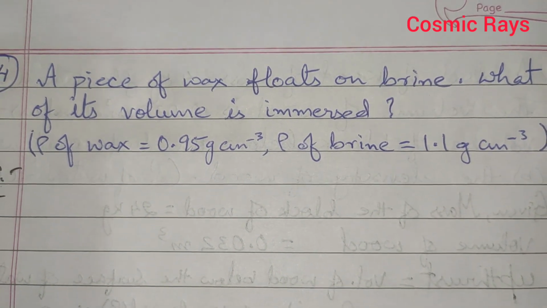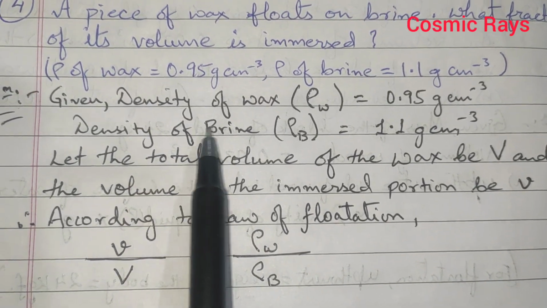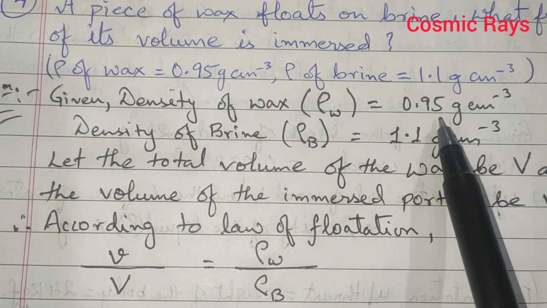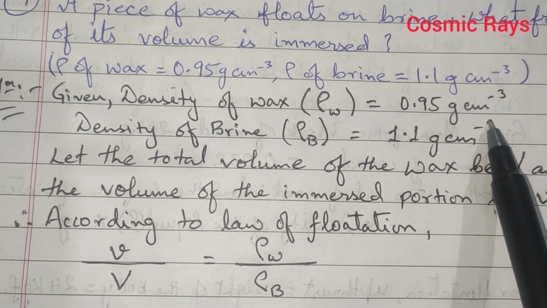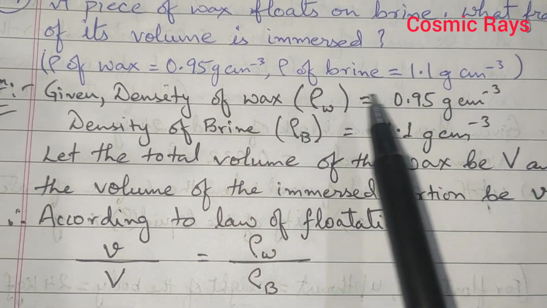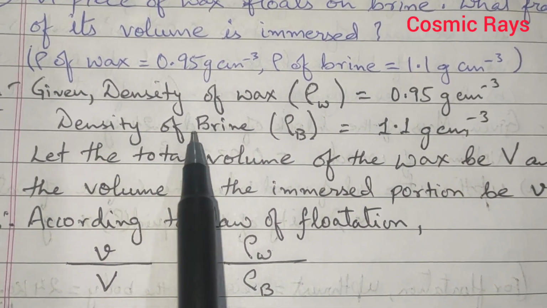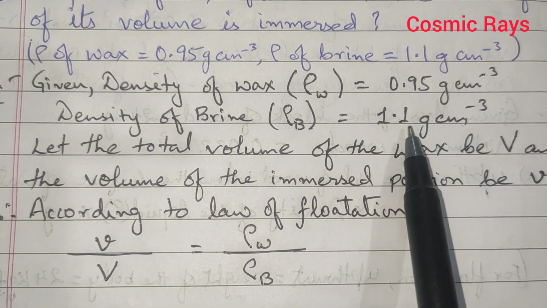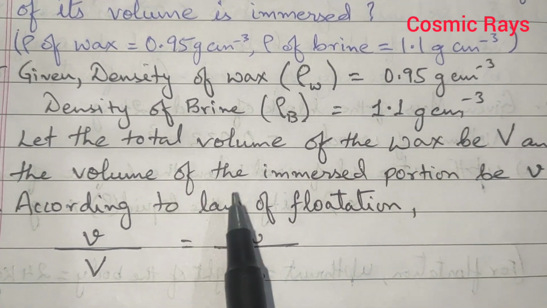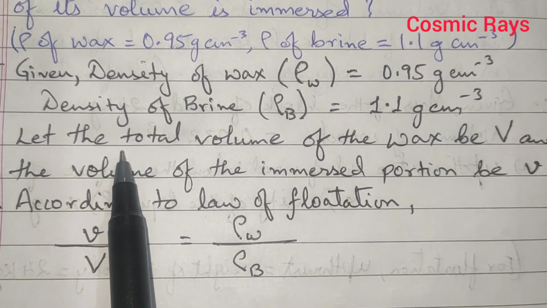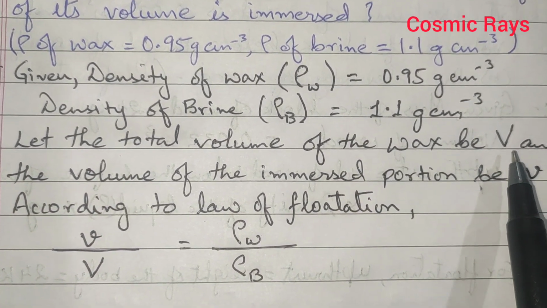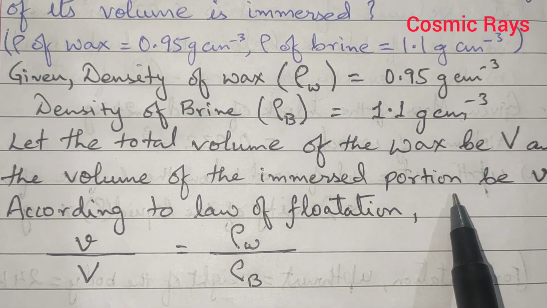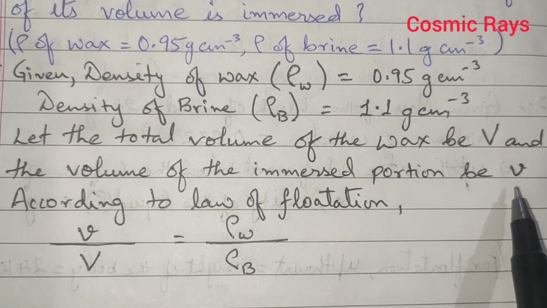So let's write the given things. Here we have written the given things, that the density of the wax we have denoted as rho W is equal to 0.95 gram per centimeter cube, which is given in the question. Here you can see the textbook also it's given, and the density of the brine we have denoted as rho B is 1.1 gram per centimeter cube. So we have assumed that the total volume of the wax is capital V, and the volume of the wax which is immersed in the liquid or the brine is denoted as small v.